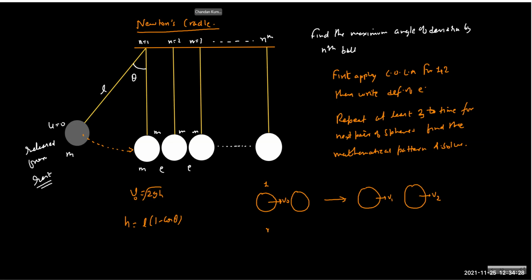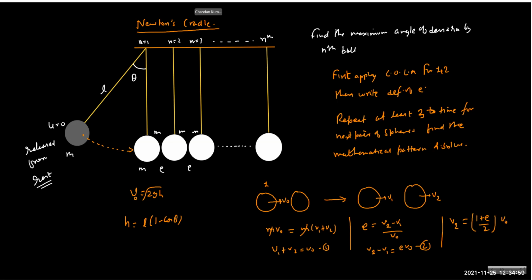So write the conservation of momentum on top. m V naught equals m V1 plus m V2. So the sum of velocities is V naught. That's equation 1. Now write the definition of e: separation upon approach. And if you solve these two, what will you get? So just add, and you get V2. That's it. So then it's not a big deal to find the third velocity, because now ball 2 will go with V2 and will hit. So V3 will be how much?